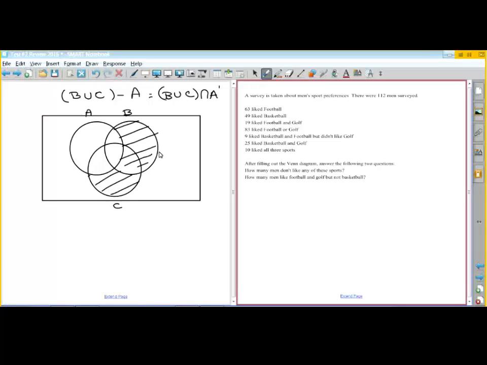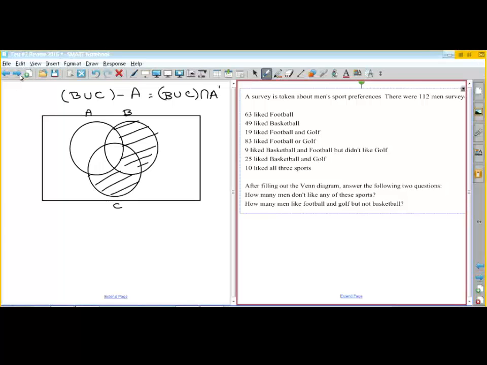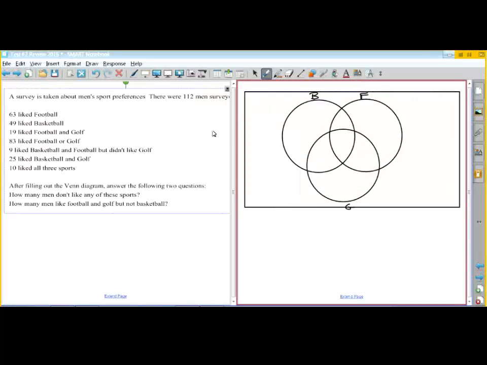Okay, now here's one of these survey questions where you have to generate the Venn diagram and answer some questions. So let me see if I can make this a little bit bigger so we can see this. Okay, so you're going to be given something like this, and then you have to fill in the Venn diagram. So I surveyed, I just made this up, men's sports preferences. There were 112 men surveyed. So we have all of this data.